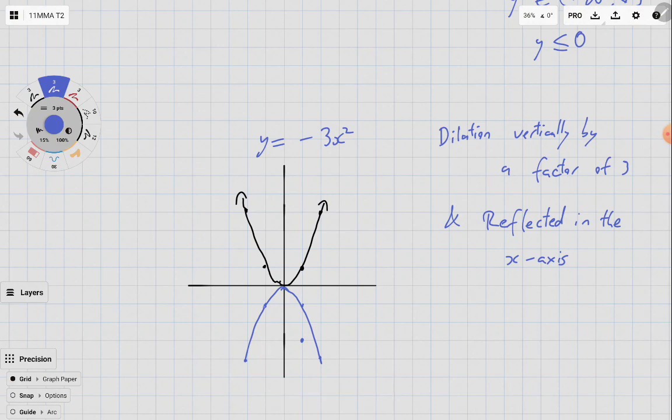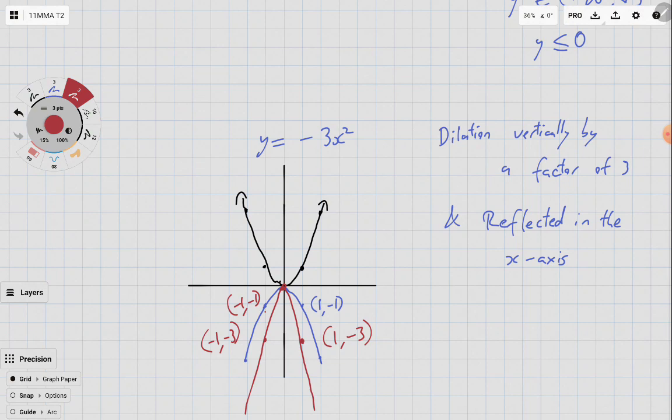So this was 1, negative 1, and now, let me do the new one in a different color, let's do the new one in red, it's going to be 1, negative 3, because it's been dilated by a factor of 3. Similarly, this one's also going to change. It was at negative 1, negative 1, and now it's going to be at negative 1, negative 3. And so the 0, 0 point stays the same, but you can see that the rest of the points are going to sharply increase. But once again, you'll notice that the thing that changed the range of this function is the reflection. The dilation doesn't actually change the range at all.